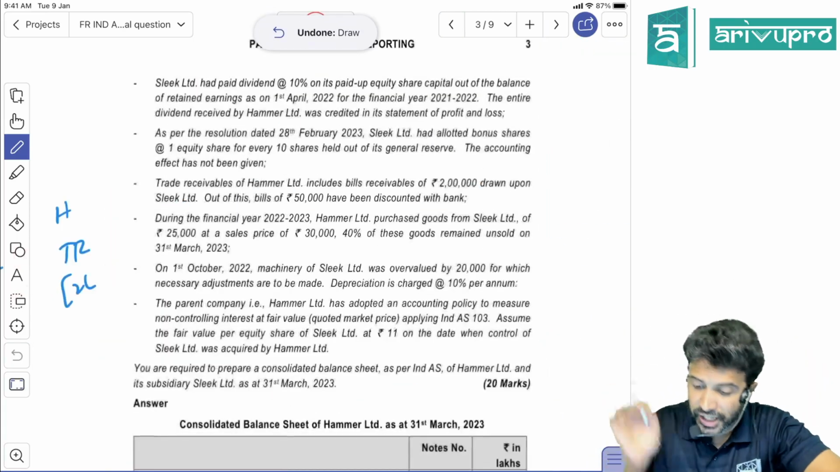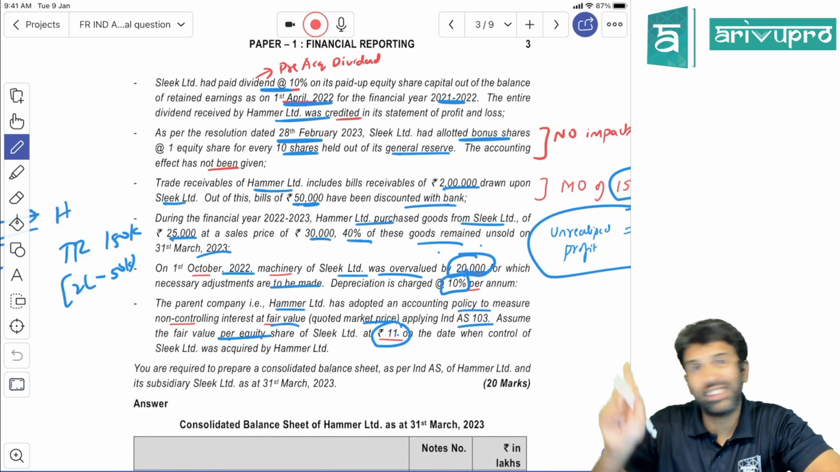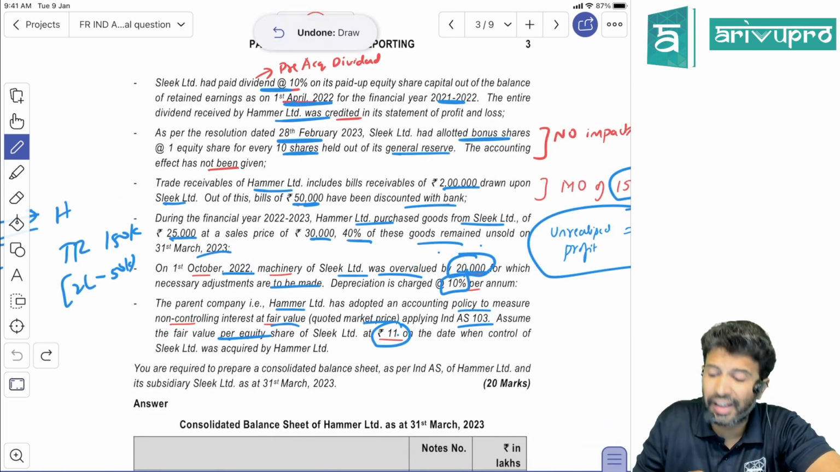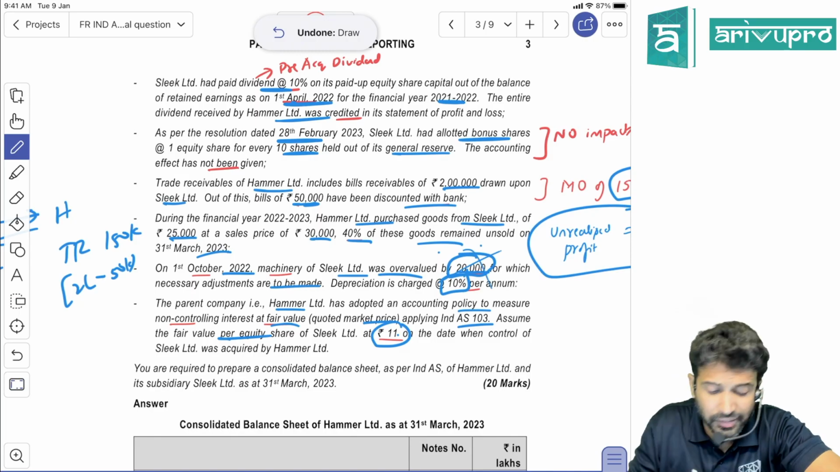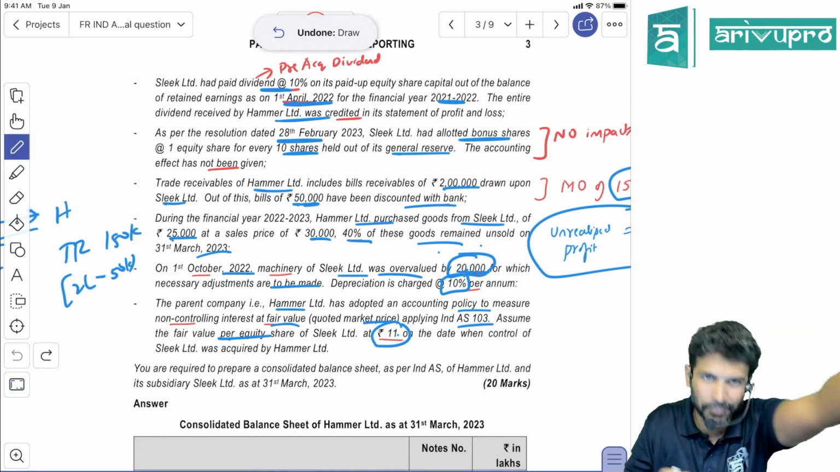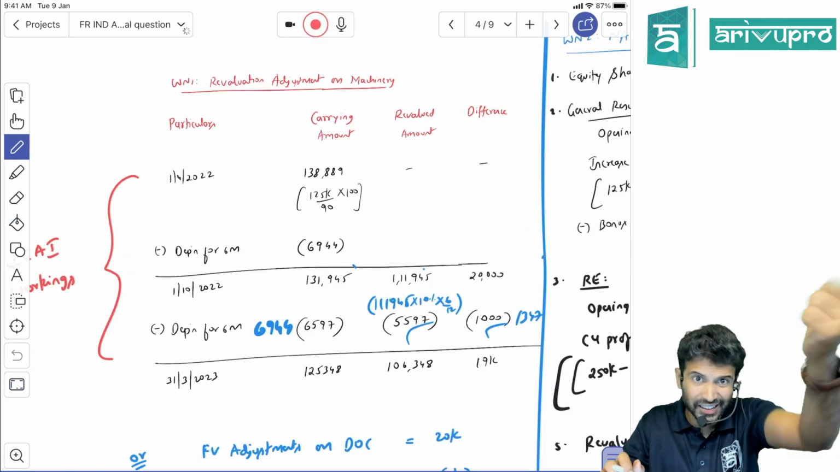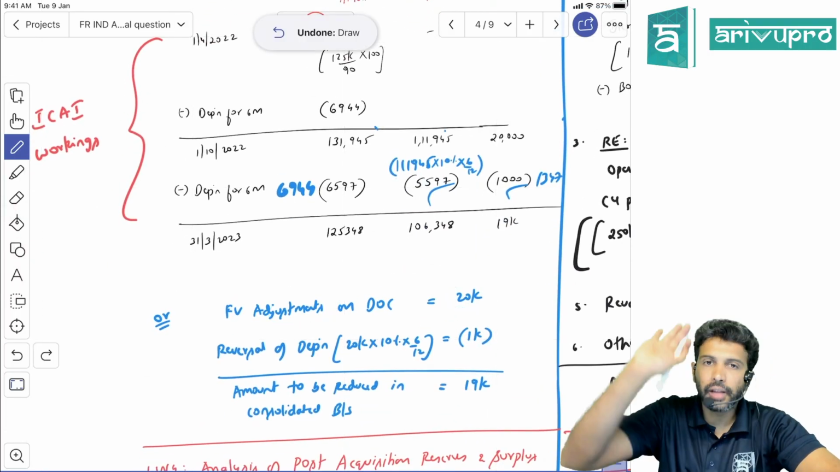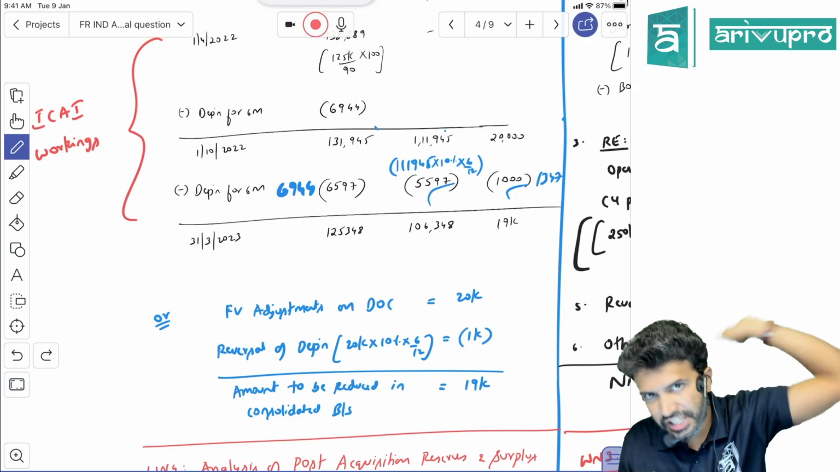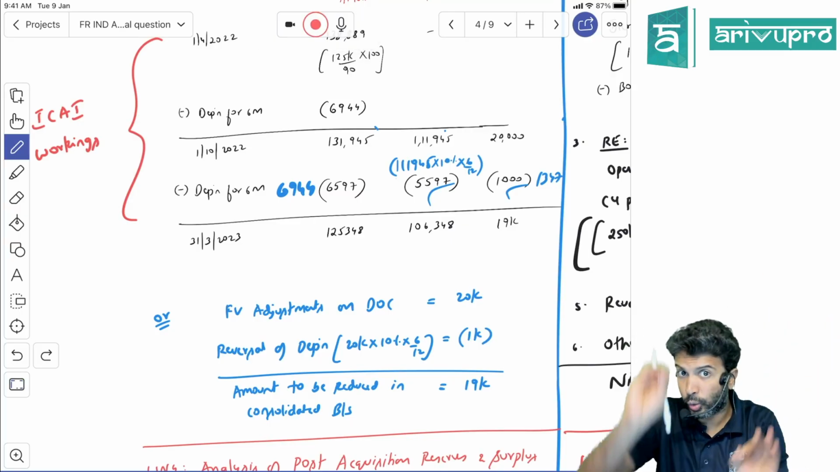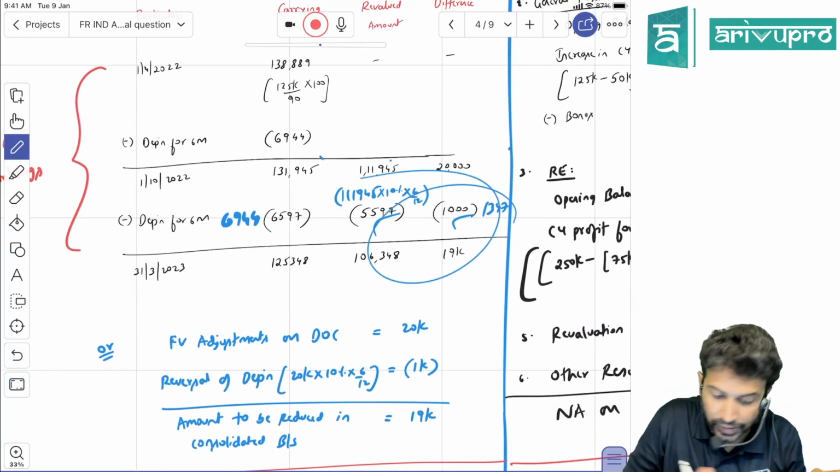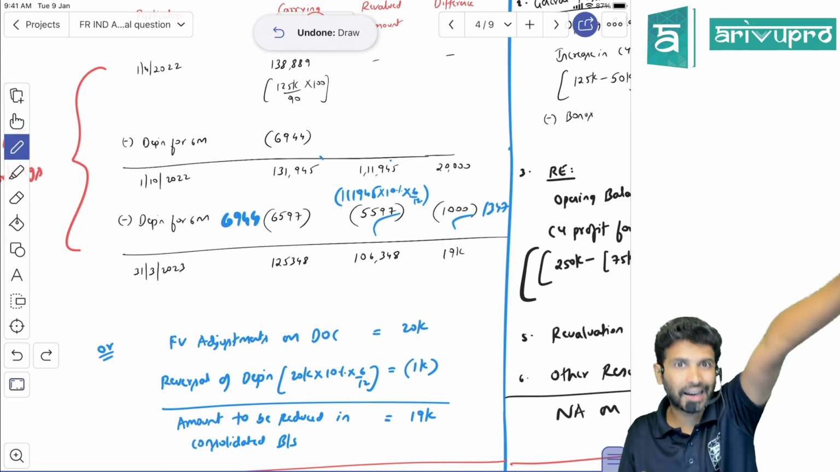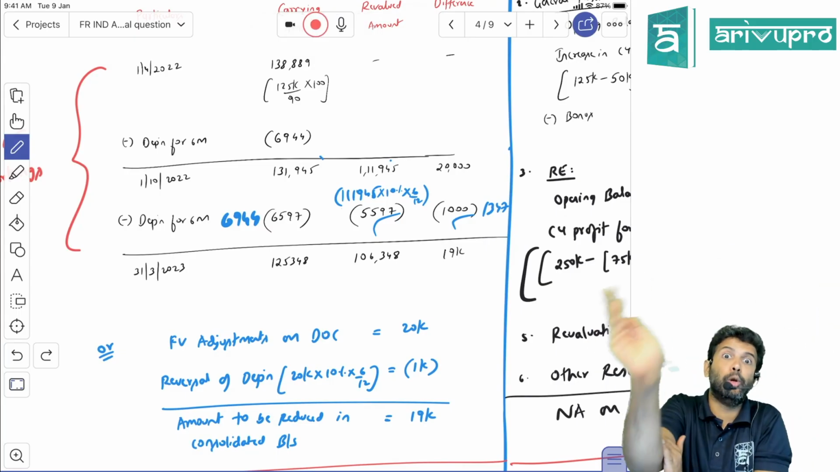But in this problem, check, have they given the fair value of that particular asset? No, they directly told it is overvalued by 20,000. So this is not fair value. This is the fair value adjustment. Is it an increase or decrease? This is the fair value adjustment on the date of control, 20,000. So when they give you the fair value adjustments on the date of control directly in the question, this is a quick fix. My view is still that it should be done like this only. But I'm telling you how to tackle this in examination so that you don't end up losing the marks.